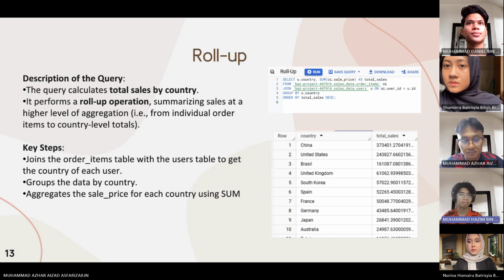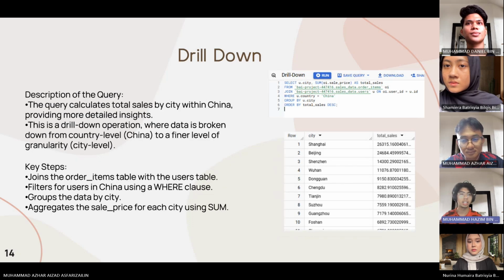The next slide is drill down, which shows the query that calculates the total sales by city within China, which means we get more detailed insight on the top country, in this case China. We see that the top three cities are Shanghai, Beijing, and Shenzhen, with total sales of 26,000, 24,000, and 14,000 each.